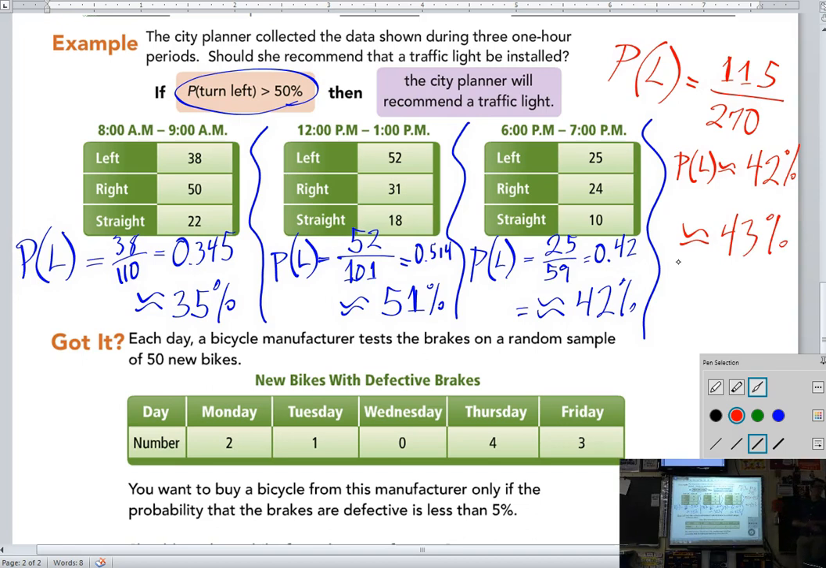Do we need a light? No. According to the fact that we had two no's compared to one yes, and the yes was barely a yes. Now, if this yes was like 80% or 90%, like at noon, there's lots of cars turning left, what might they decide to do?